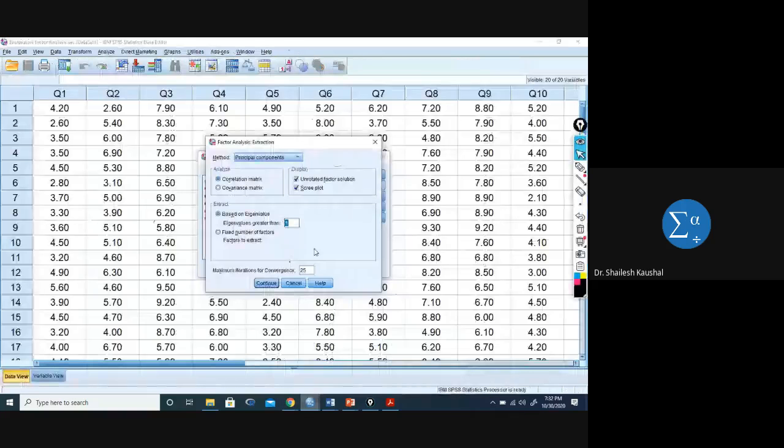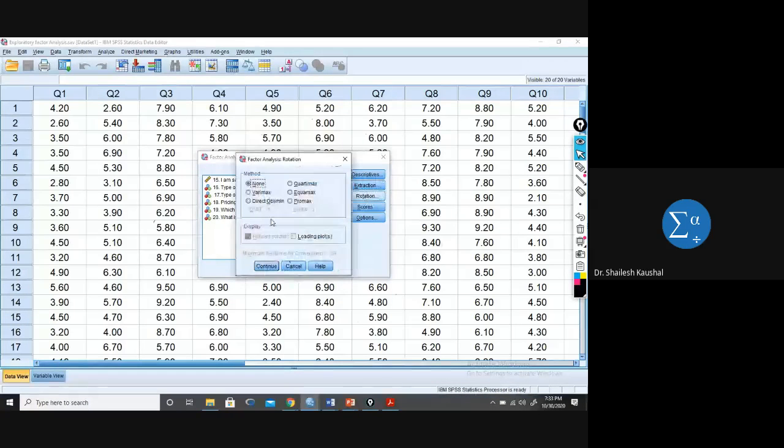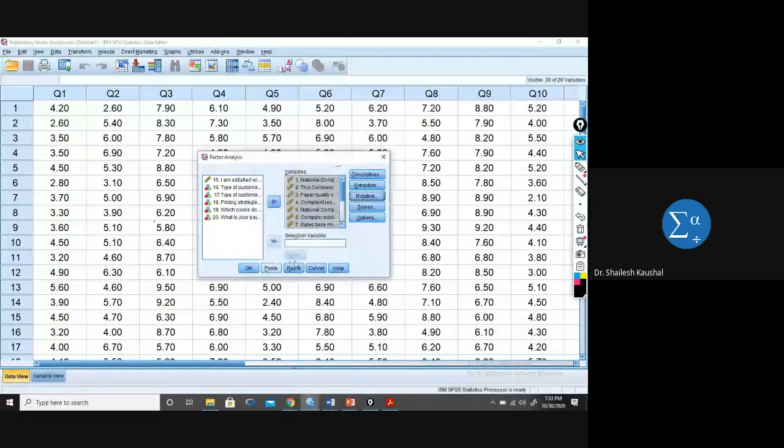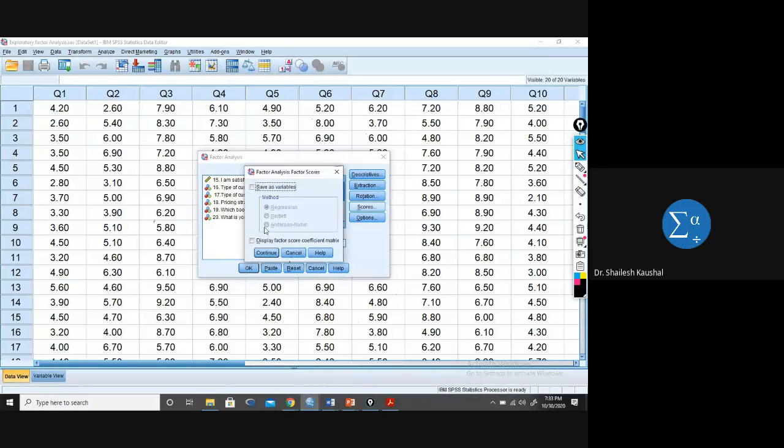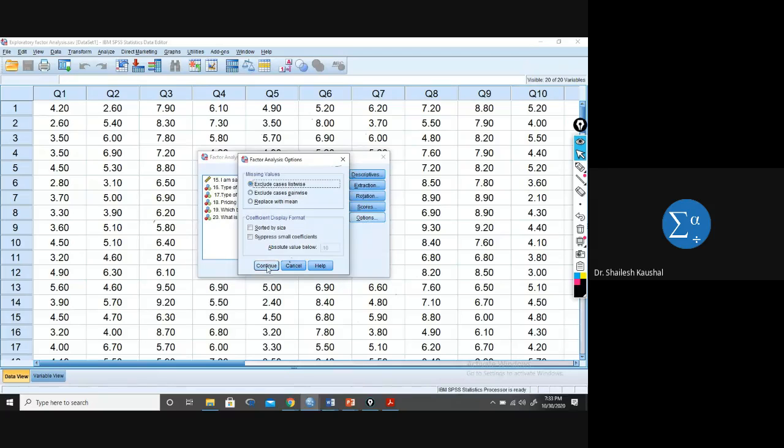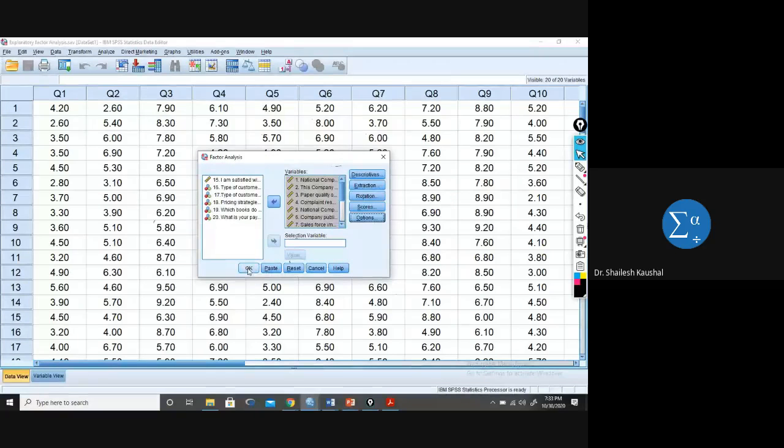So the eigenvalue greater than 1, you can change it also, but I need only eigenvalue greater than 1, and then continue. And for rotation, I am selecting Varimax. Varimax rotation, and continue. After continue, I do not need to save the score right now. Options, I don't need. Sorted by size, I need only this, and then continue.